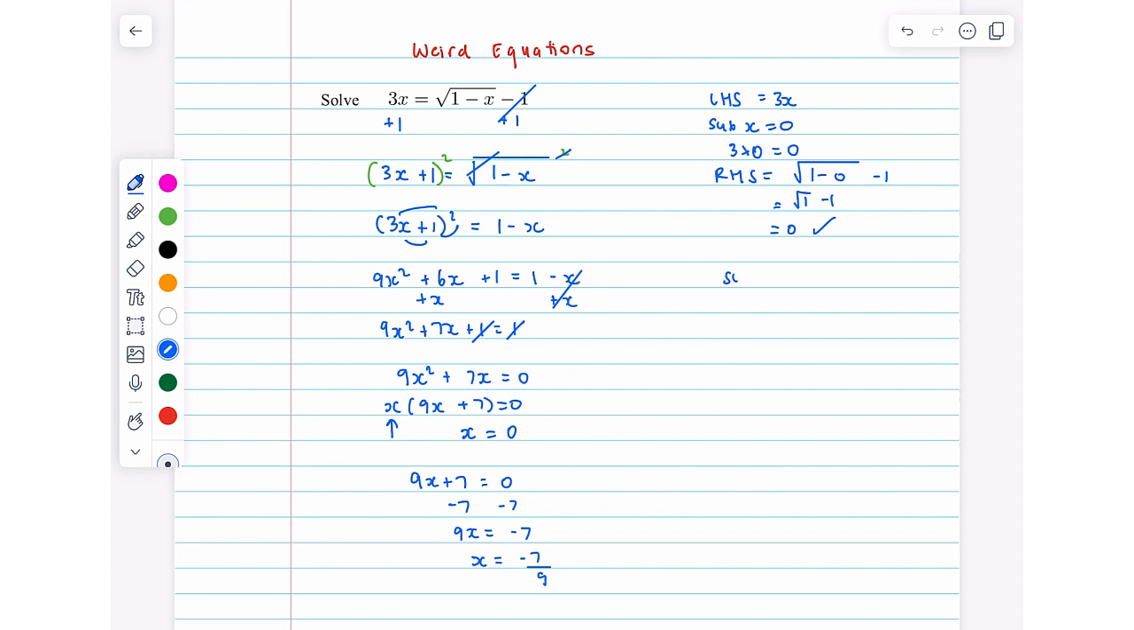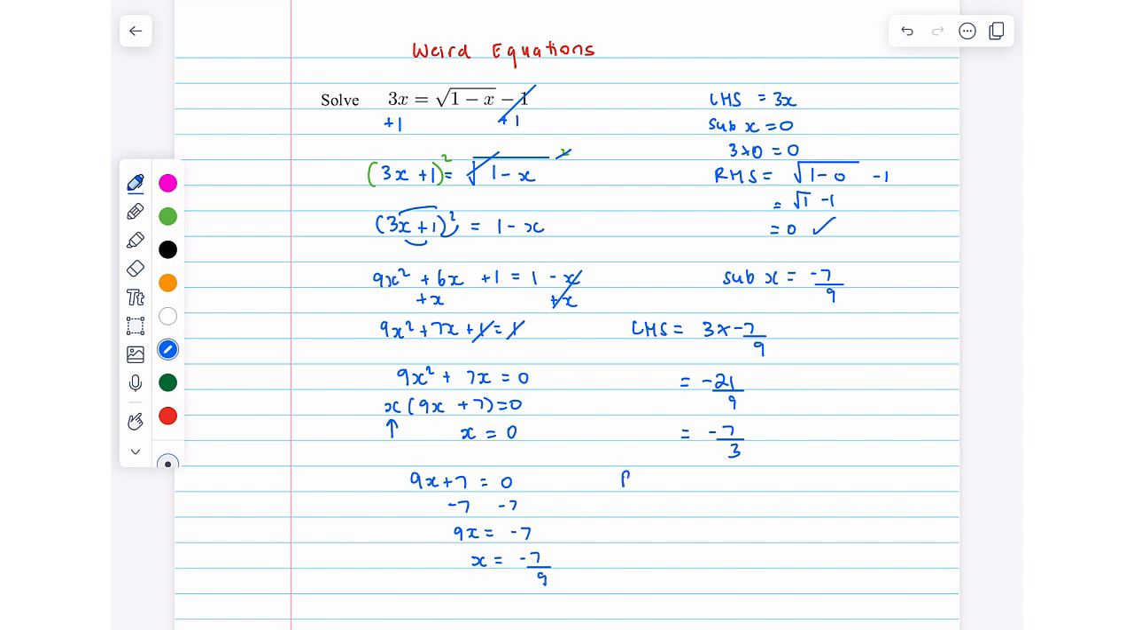Let's substitute our second solution, negative 7 ninths, into both sides of the equation. So the left-hand side will be 3 times x, which is negative 7 ninths, which is minus 21 over 9. Always simplify your fractions, dividing numerator and denominator by 3, minus 7 thirds.